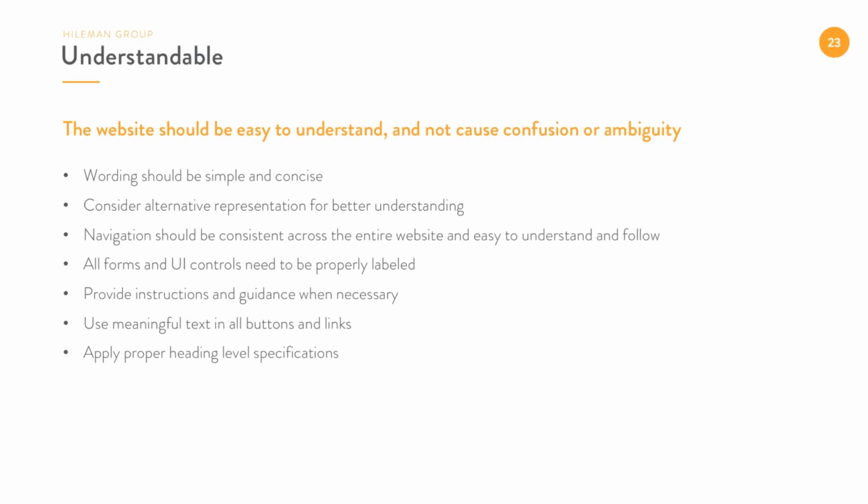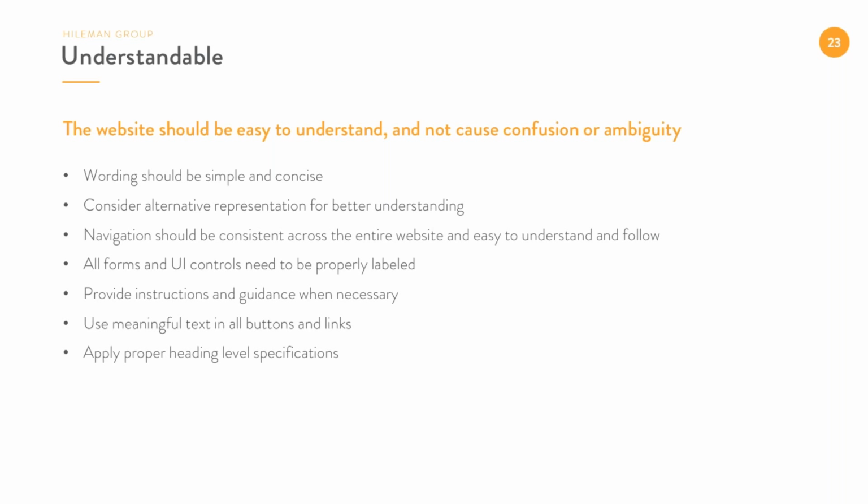All forms and UI controls need to be properly labeled. This is so screen readers can properly go through the website and people know where they are at all times. Provide instructions and guidance when necessary. If you're having the user do something out of the norm on your website, complete a transaction using a different form of transaction method, this is where instructions really come in handy. Those with cognitive abilities and just a regular user in general could really benefit from those.